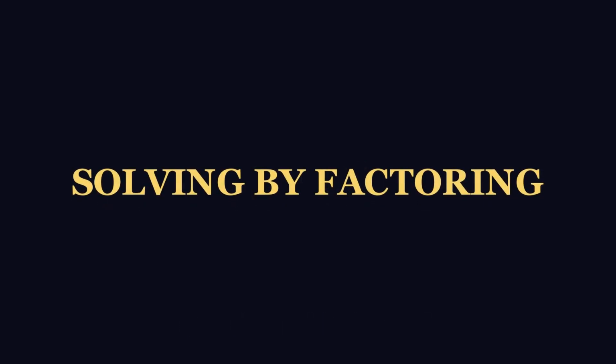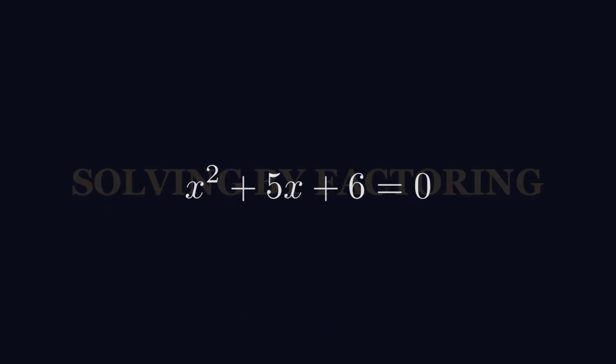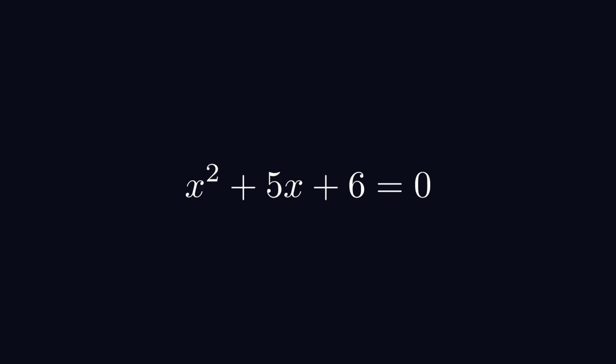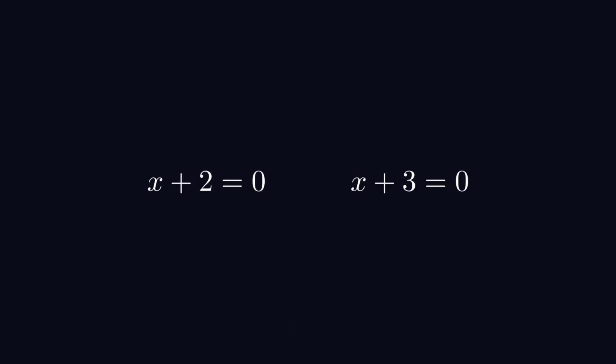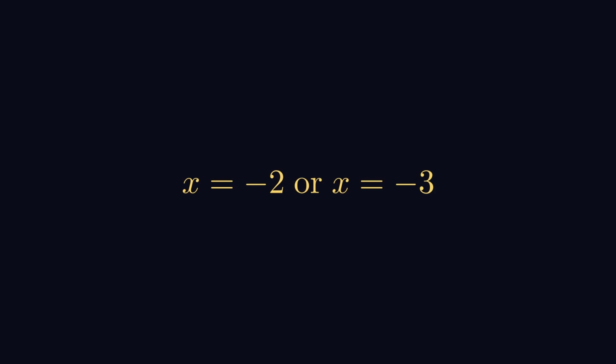Now we solve, where it all pays off. X squared plus 5x plus 6 equals 0. Factor. X plus 2 times x plus 3 equals 0. Zero product property. Set each piece to 0. X plus 2 equals 0 gives x equals negative 2. X plus 3 equals 0 gives x equals negative 3. Two answers. Done. Again, faster.